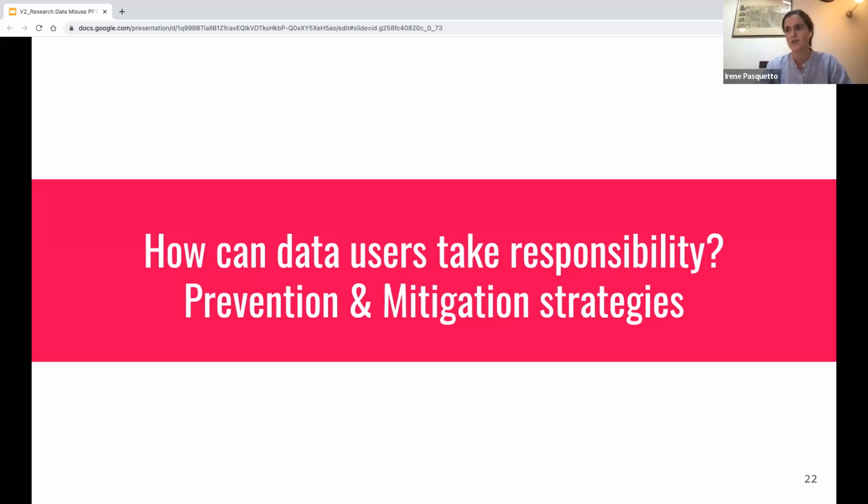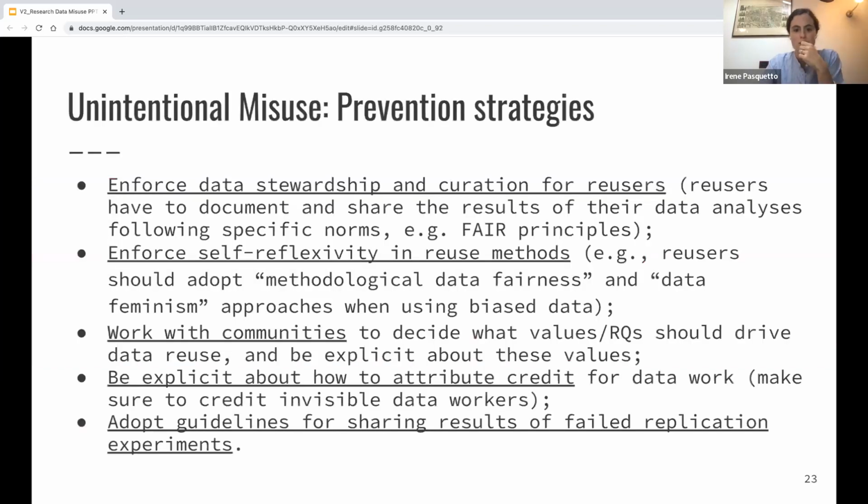Now it's really hard to define and especially identify and prove intentional misuse, but it exists, right? I think about it as a practice, a kind of data misuse that does not bear reason, right? We can talk more about it later, but when misuse is unintentional, we propose these prevention strategies.